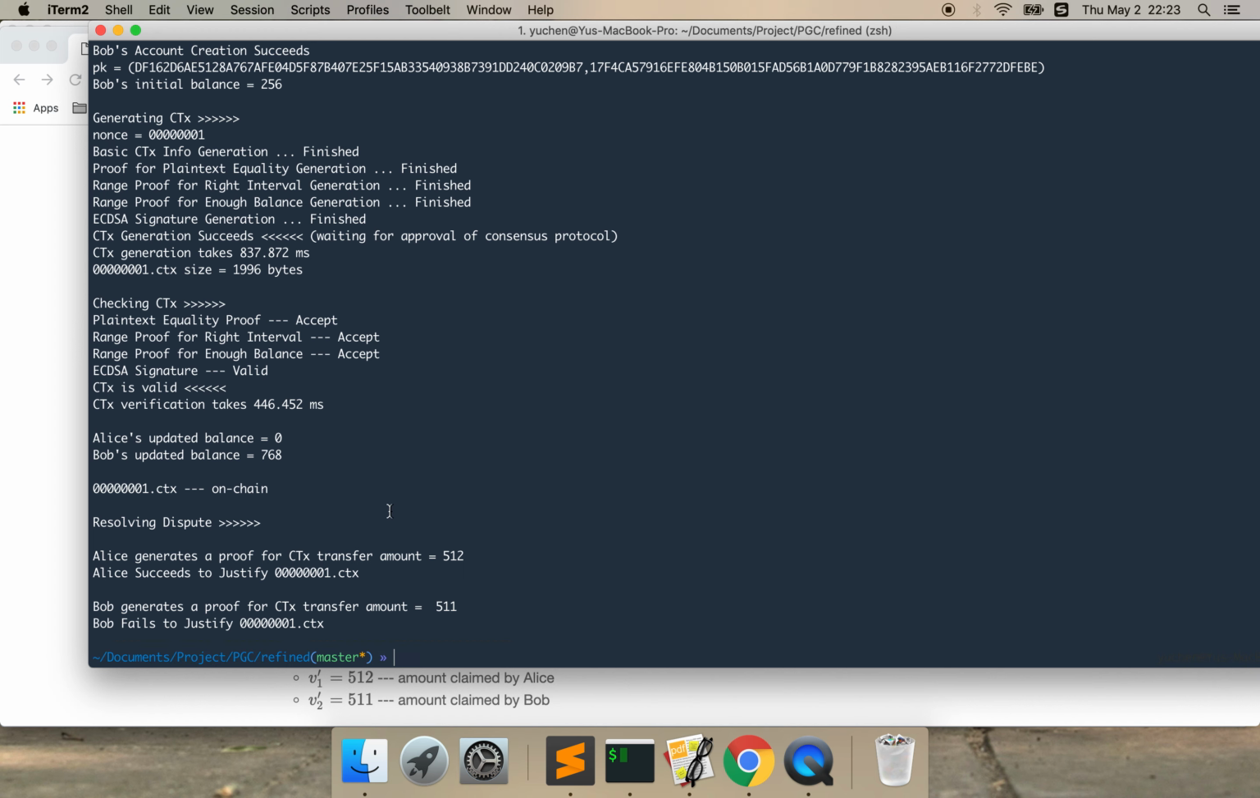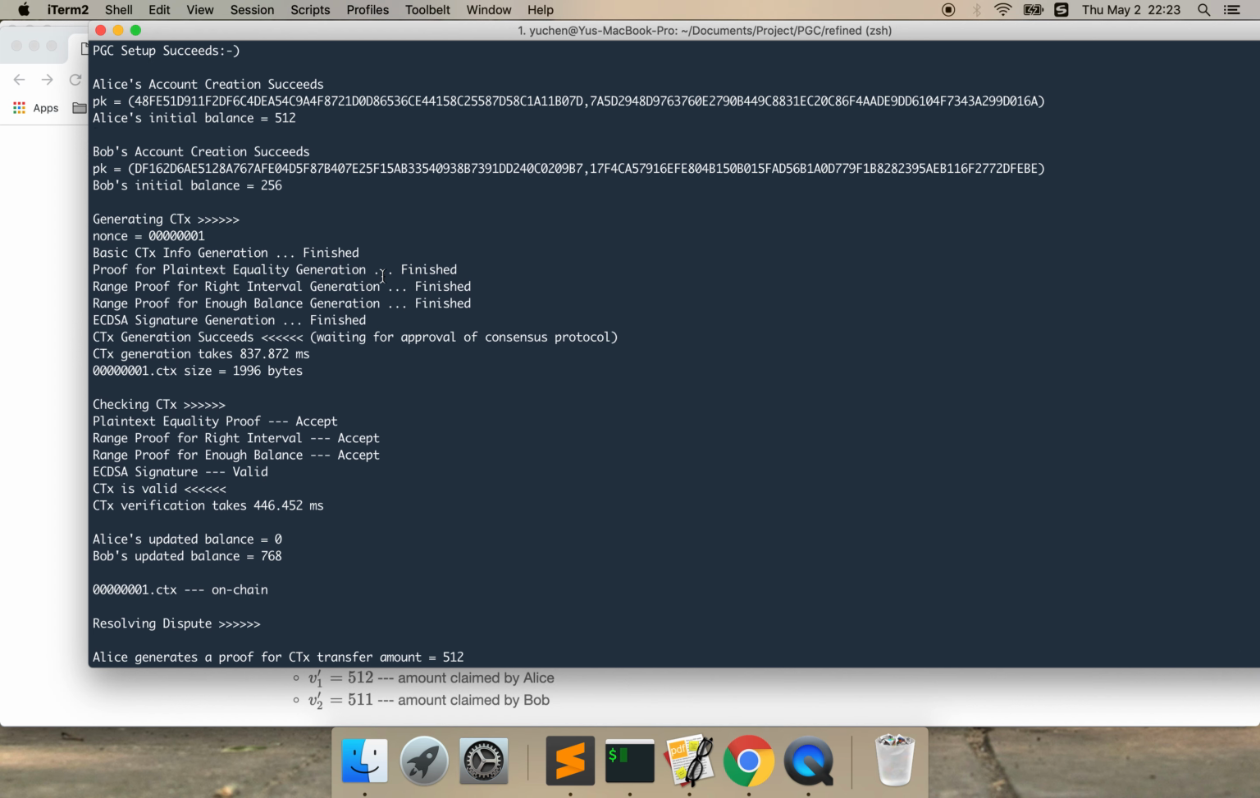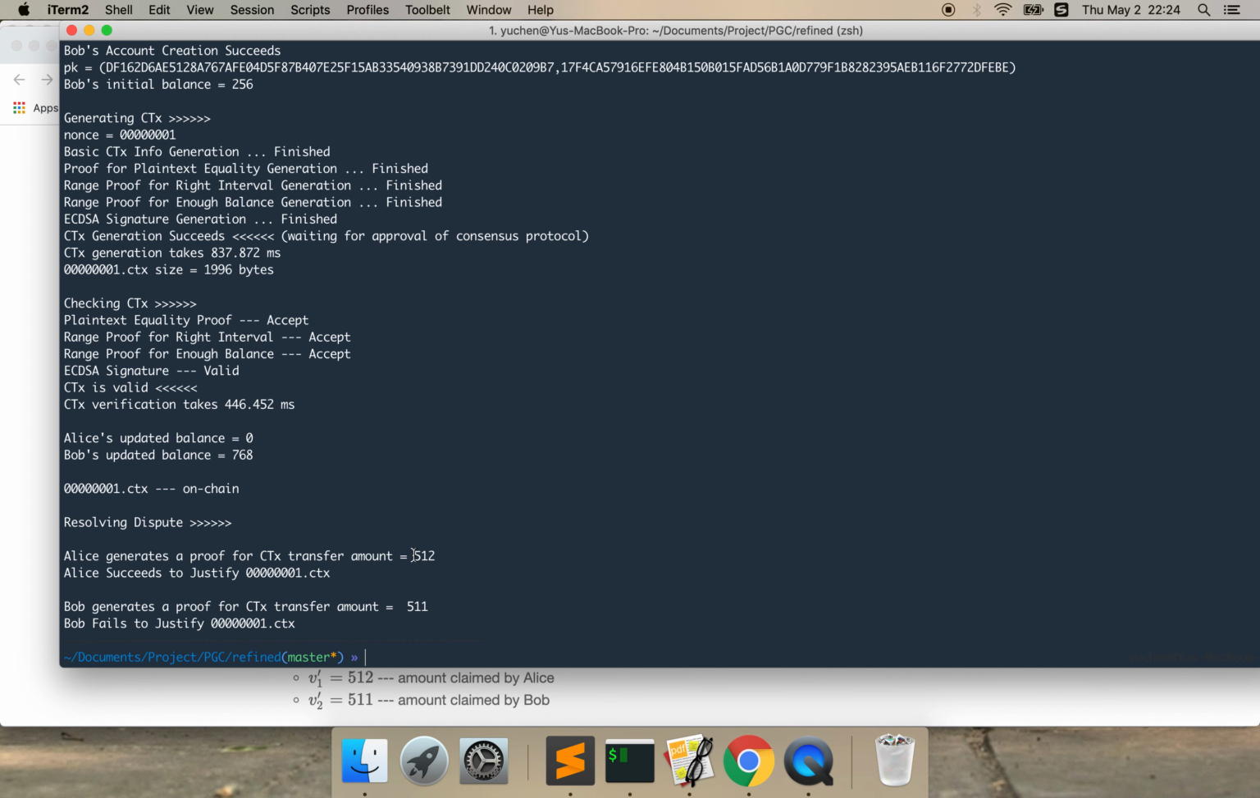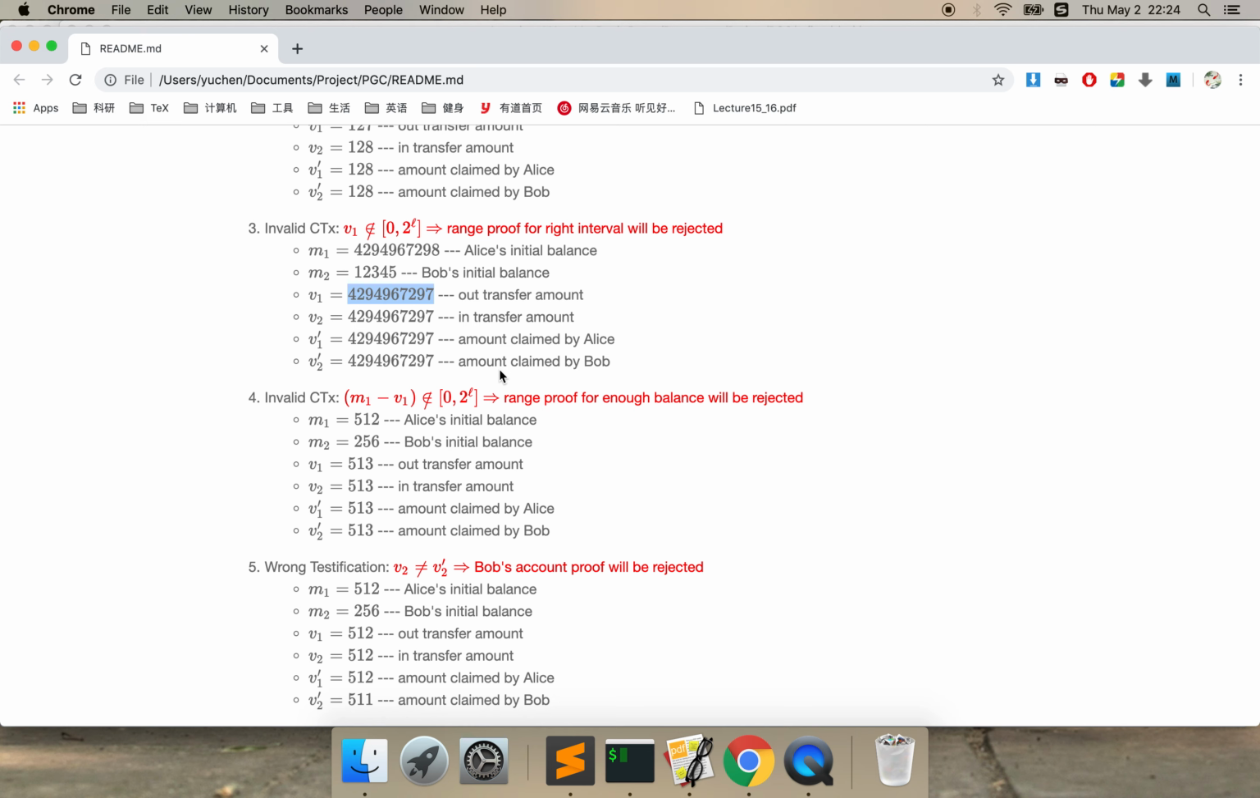Let's see it. Okay, this is a valid confidential transaction, of course. But Bob failed to justify this confidential transaction as encrypting the transfer amount 511, because it should be 512. Okay, that's all. Thanks for watching.